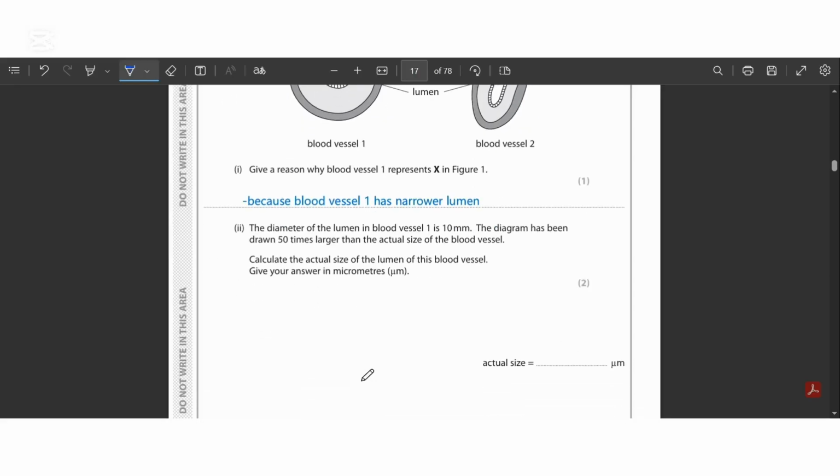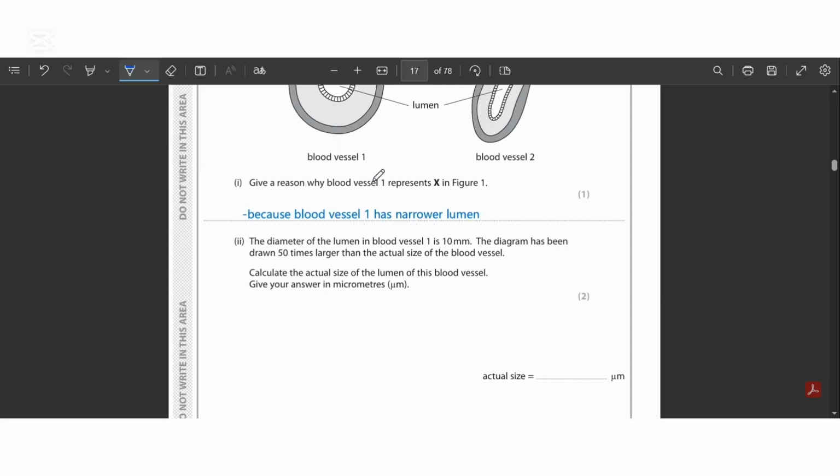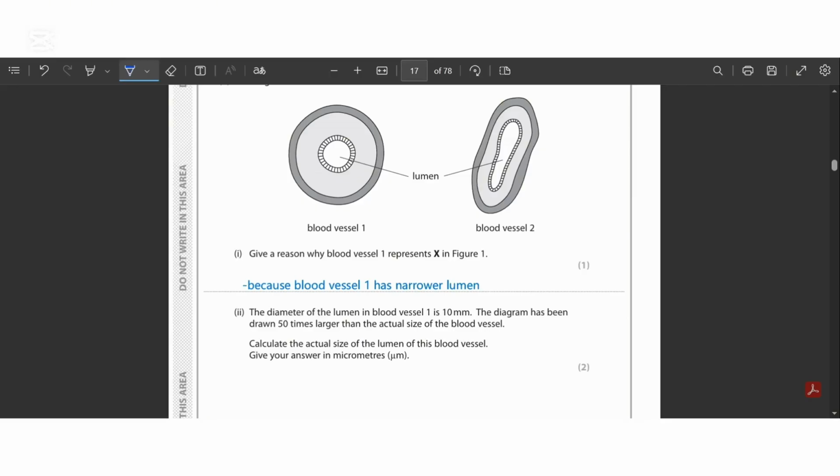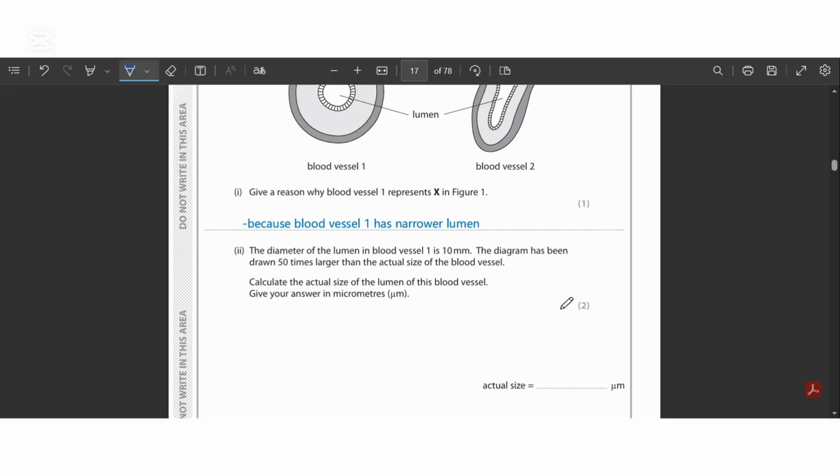All right. Part 2 says that the diameter of the lumen in blood vessel 1 is 10 millimeter. The diagram has been drawn 50 times larger than the actual size of the blood vessels. Calculate the actual size of the lumen of these blood vessels. Give your answers in micrometer. So they have given us the diameter of blood vessel 1 right over here, and it says that the diagram has been drawn 50 times larger than the actual size. All right, so let's solve this question.